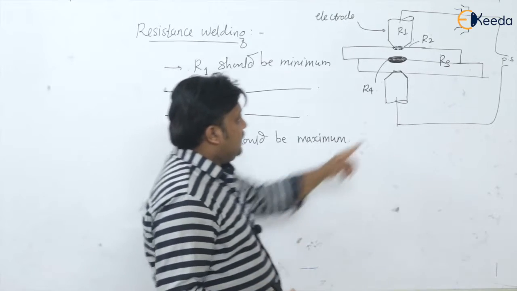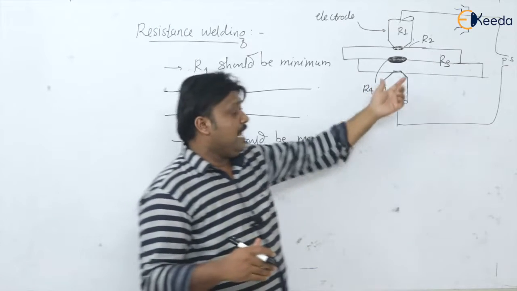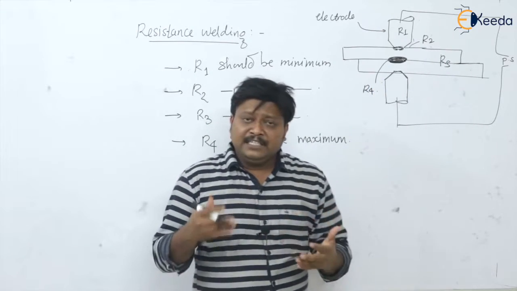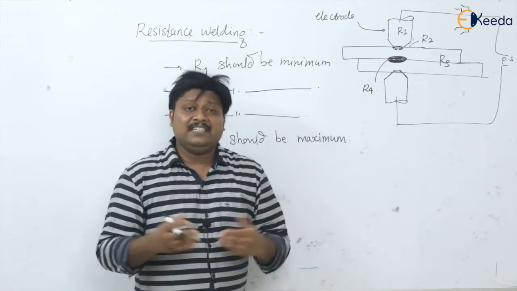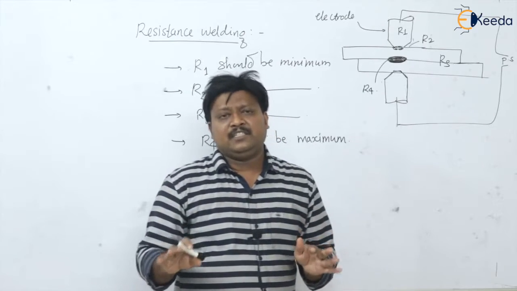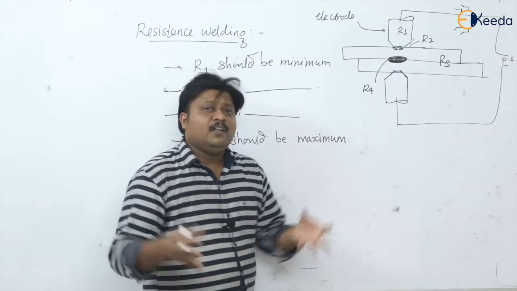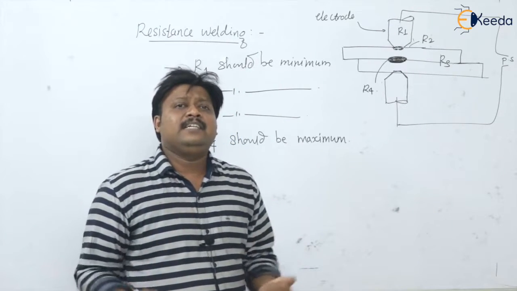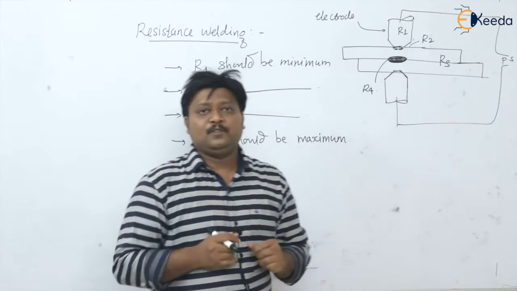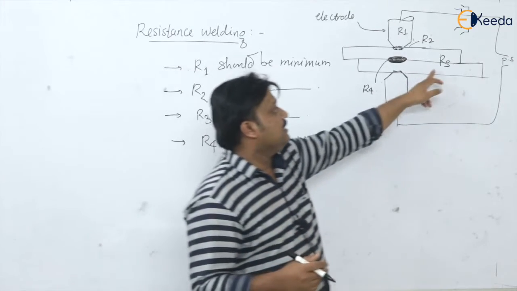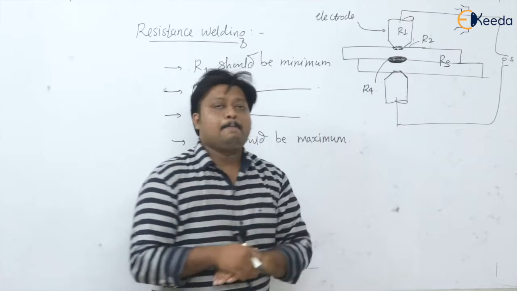Now if we talk about R3, resistance welding has the limitation that if you are going to join materials which have a high material resistance, you cannot go for resistance welding for such a kind of material. So you have to take a material whose own resistance is minimum. We choose materials such that their resistance is minimum, and we can use those materials in spot welding or resistance welding.